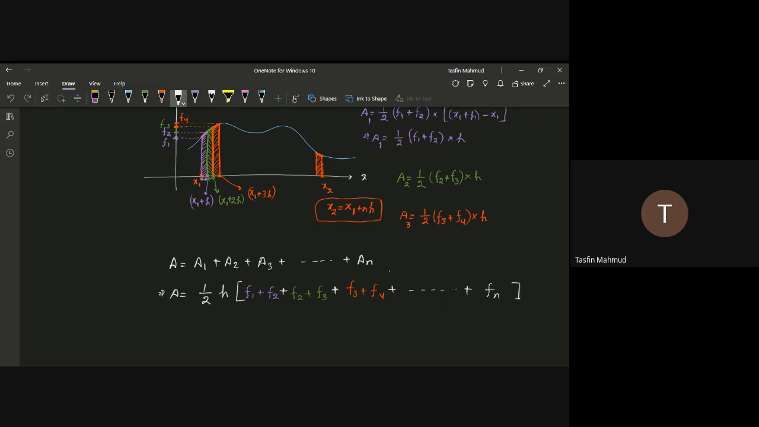So can anyone see any pattern, or can anyone make any observation from this expression? Can anyone make a statement or share an observation from this part?